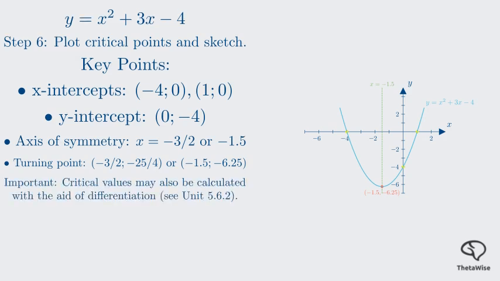The memo also states that critical values can be found using differentiation. This is a powerful method you'll learn about in higher-level maths, specifically in Unit 5.6.2. For now, our algebraic method is perfect. Our example had a second part. State 6 important features of the graph of y equals x squared plus 3x minus 4.